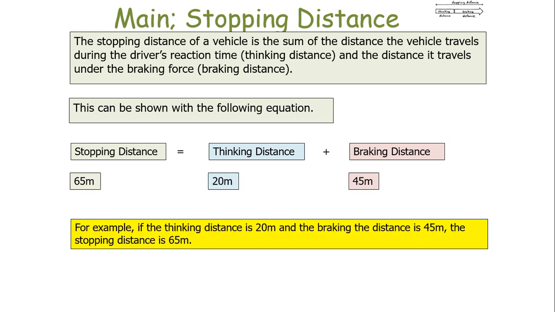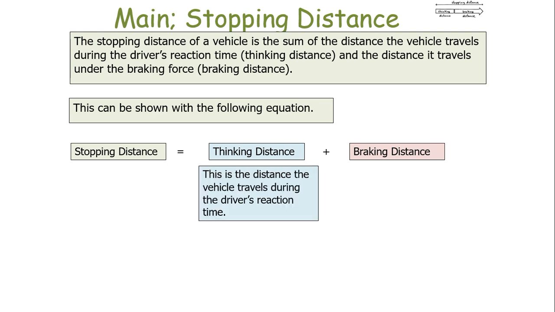So for example, if the thinking distance was 20 meters and the braking distance was 45 meters, the stopping distance will be 65 meters. Again, if the thinking distance was 30 meters and the braking distance was 55 meters, the stopping distance will be 85 meters. And finally, if the thinking distance was 40 meters and the braking distance was 75 meters, your overall stopping distance will be 115 meters. Now, the thinking distance is the distance the vehicle travels during the driver's reaction time.